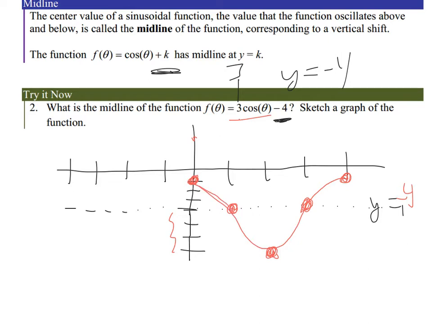Notice I'm putting a nice smooth sine curve, or cosine curve actually in this case, through this, not a V. That's what we're kind of looking for. So that's one cycle of that graph. If I want to do more, I could come back this way.